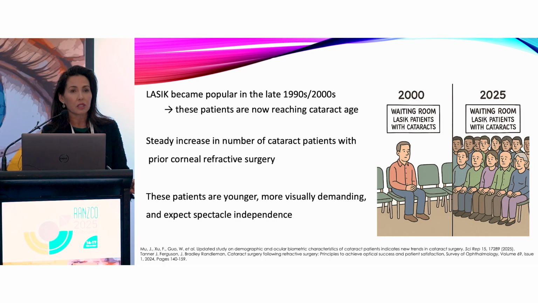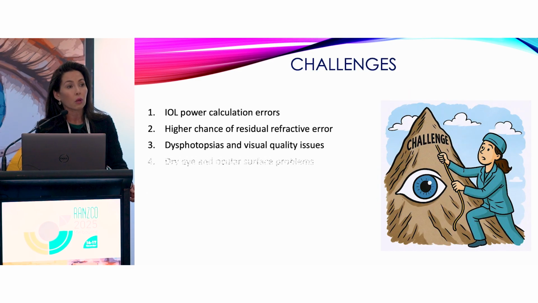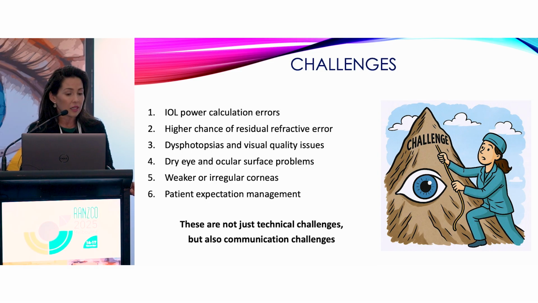They're more visually demanding. They're patients that sought out spectacle independence in the first place to have their LASIK surgery. So they are expecting spectacle independence. And we know this can be more challenging in this group of people. So the challenges are around IOL calculations. Of course, we hit the target less often.